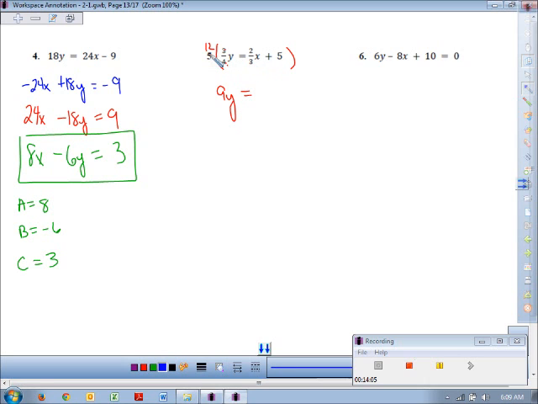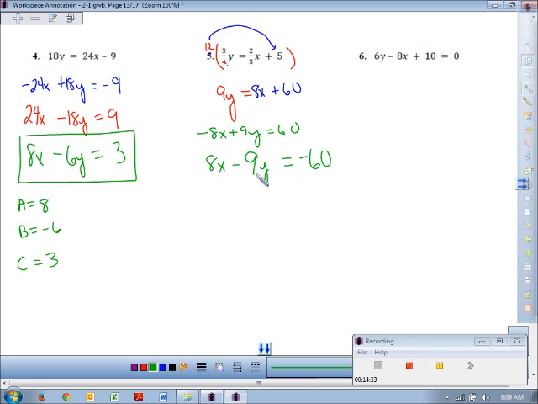3 goes into 12 4 times. Take that times your numerator, and you get an 8x. And you still have to multiply 12 times 5, and get 60 right there. Now let's put it in the right order. So x has got to come first. And then A is not positive, so we'll switch all the signs. -60.